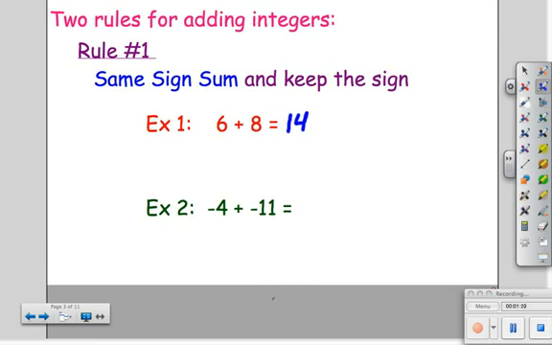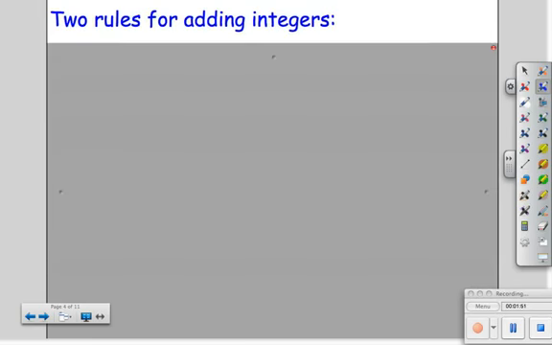A very similar thing will happen with negative 4 plus negative 11. Both numbers are negative in this case, so I'm going to add them together and keep that negative sign. So 4 plus 11 is 15. And since both numbers are negative, my answer is negative. That's rule number 1. Same sign, sum, and keep the sign.